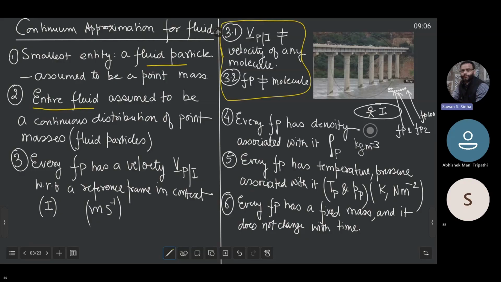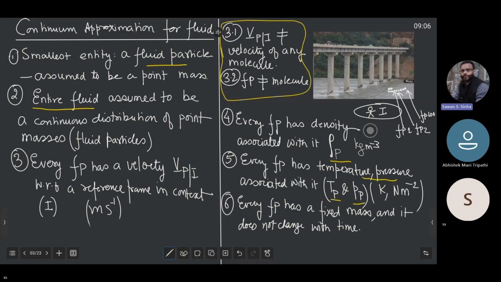Every fluid particle has a velocity. Let's denote it by V_P/I, where P is one particular fluid particle with respect to a frame. Let that frame be I, like here. Every fluid particle has an associated density, kg per meter cube. Every fluid particle has temperature and pressure associated with itself. Let's denote them by Tp and Pp.